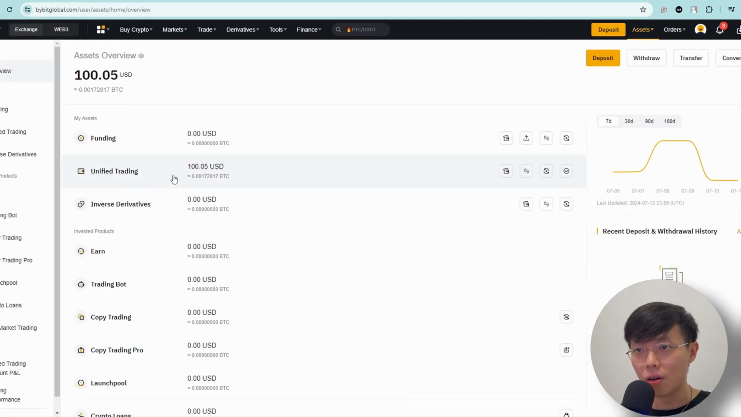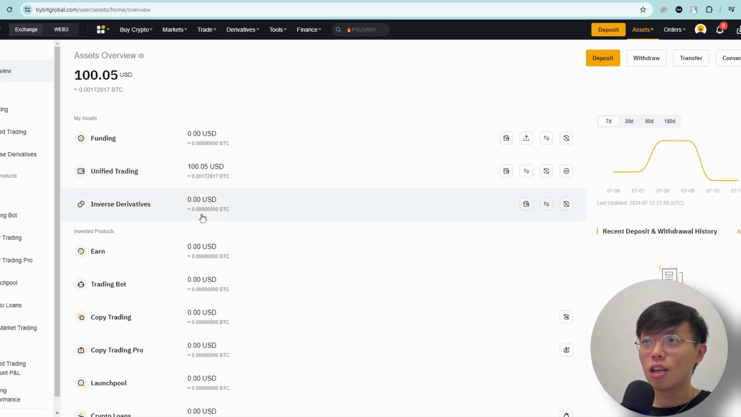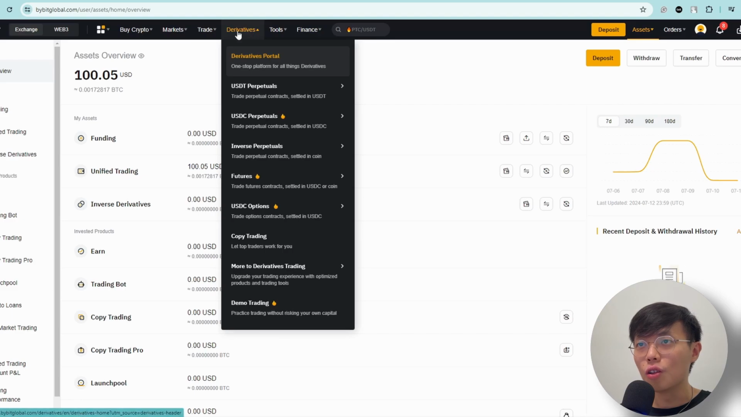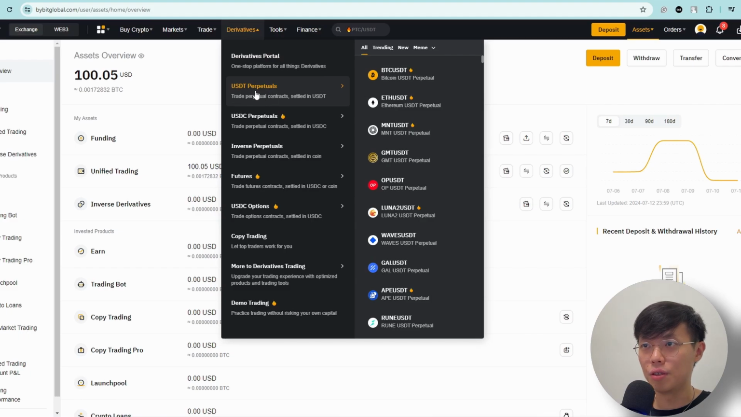Let's give it a refresh. And there we have it. All the money is here. So how do we trade derivative perpetual trading? All you have to do is go all the way up to here, this derivative, and then derivative portal, or you can press this USDT perpetual. This is where we use USDT to trade the long and short. Simple as that. So click on it.